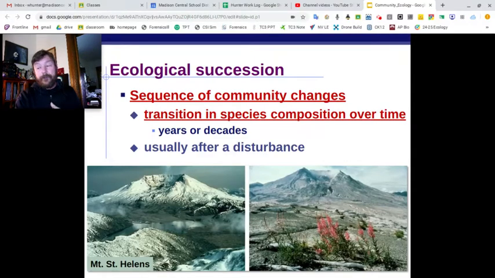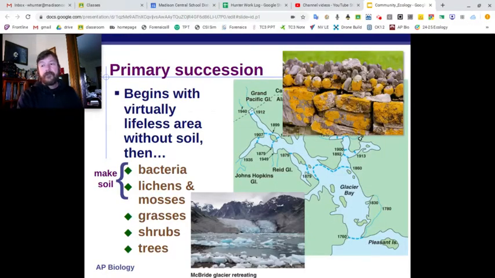Actually, now this picture would be kind of outdated. Now the scenery is much more lush and green all the way up to the base of the mountain because succession is happening. So what you have with succession is, well, there's two types. There's primary succession and there's secondary.